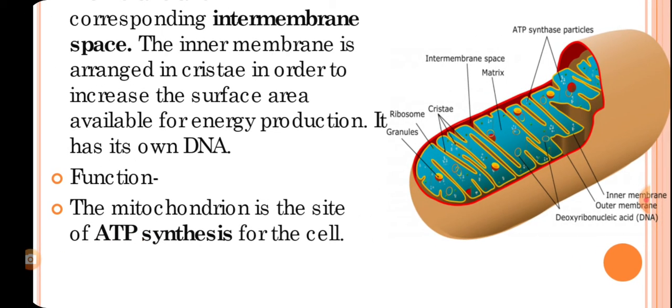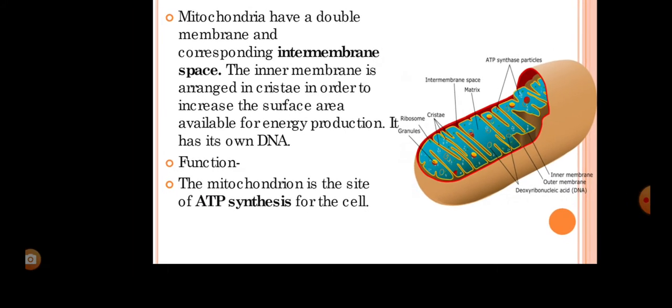So what is the function of mitochondria? Mitochondria are known as the energy house of the cell, as they produce energy in the form of ATP. ATP means adenosine triphosphate. So mitochondria synthesize ATP for energy production.